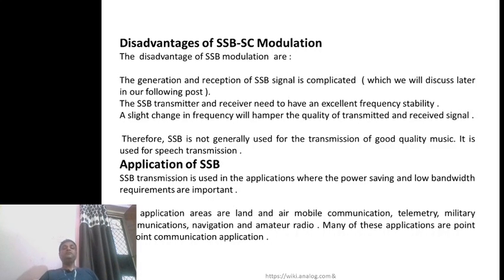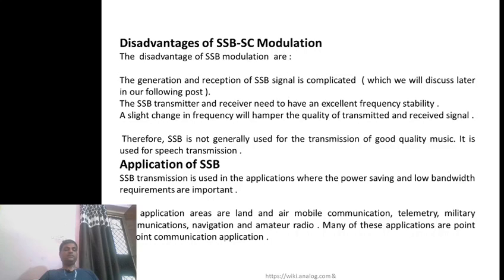Then the disadvantages. The first disadvantage is that the circuitry is very complicated. Complicated circuitry is required for the generation of a single sideband. We also require excellent frequency selectivity and stability. SSB is not generally used for transmission of good quality music. It is used for speech transmission, because the losses in speech are not recognized by our ears. So we use it for speech transmission, not for music.